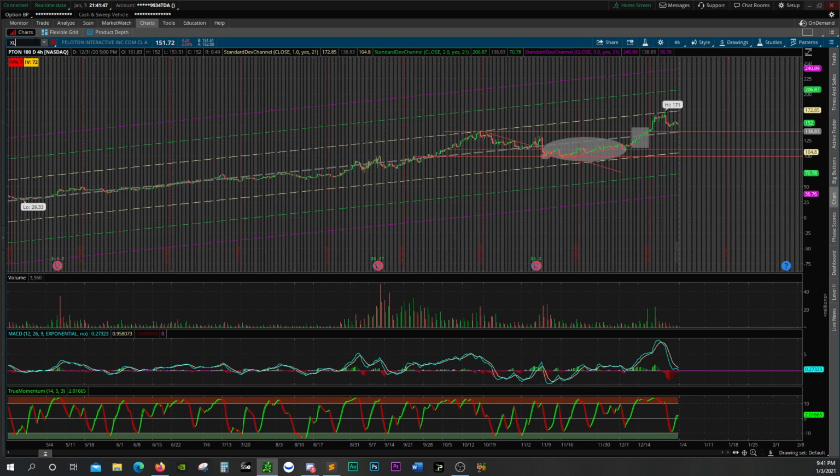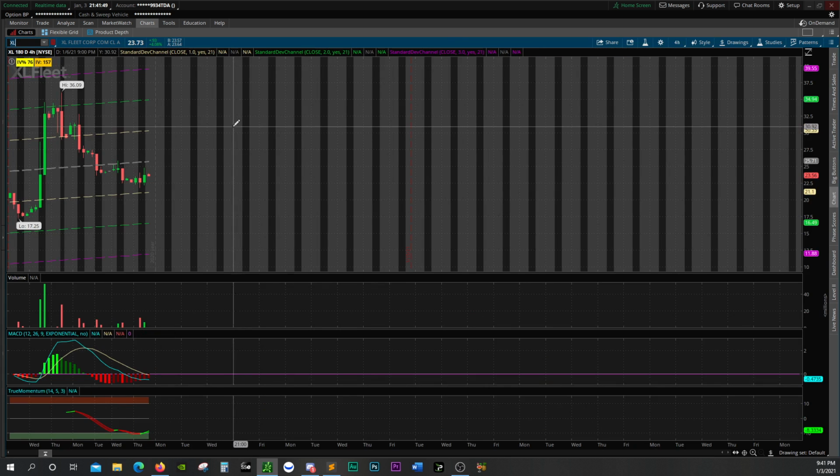All right, XL. I don't know what this is, but it looks like it's probably going to keep coming down some. This is a downtrend. Lower lows, lower highs, lower low, lower high, lower low. You see the trend. All right, that's for Spiffy.